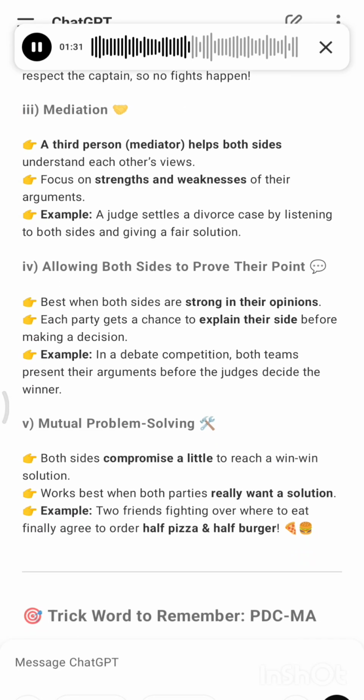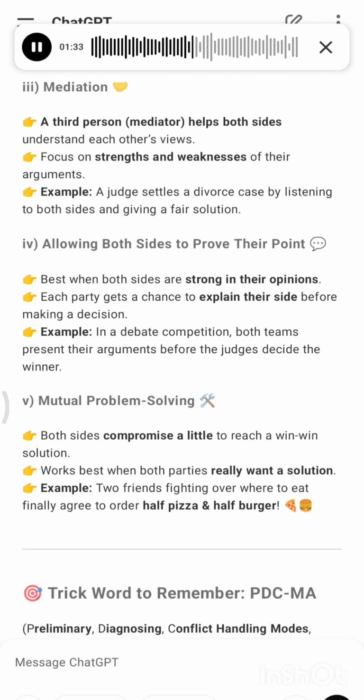III. Mediation. A third person, a mediator, helps both sides understand each other's views. Focus on strengths and weaknesses of their arguments. Example: a judge settles a divorce case by listening to both sides and giving a fair solution.